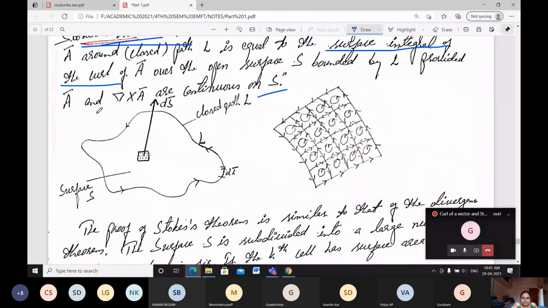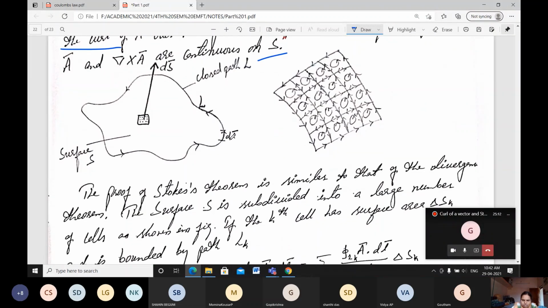Here a small figure is given. It is the whole surface S, and a closed path is taken here. It is having this direction. ds is a small differential surface. Then here is a small differential length, that is dl, and this is the closed path L.